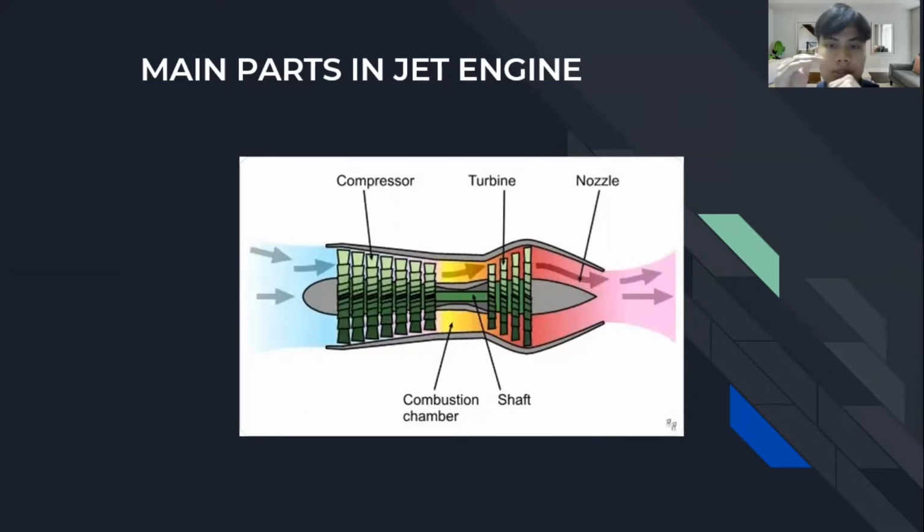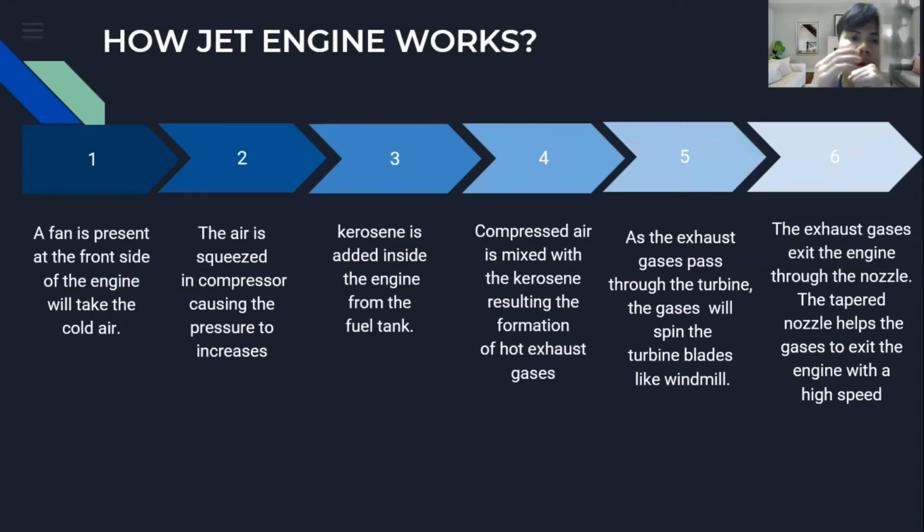And the next part is the turbine. The turbine has blades that will rotate due to the high energy of the air coming out from the combustor. And lastly is the nozzle, which is placed at the end of the engine, and the exhaust gas will exit through the nozzle. So how does the jet engine work?